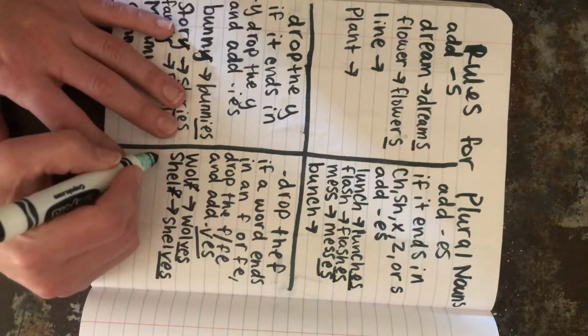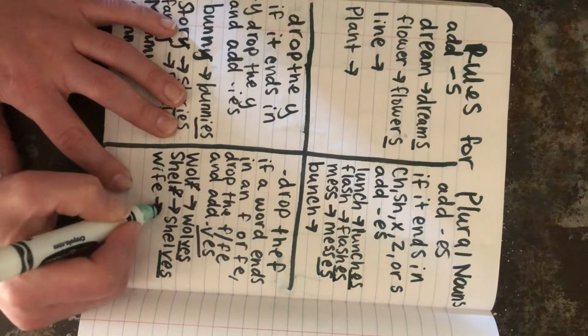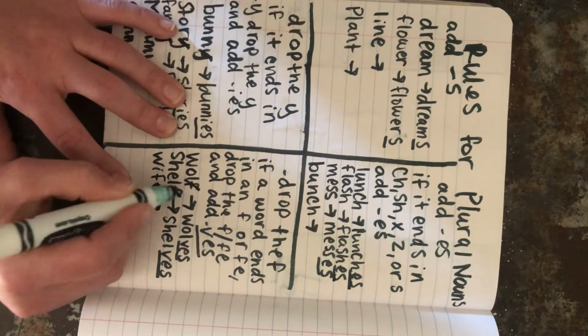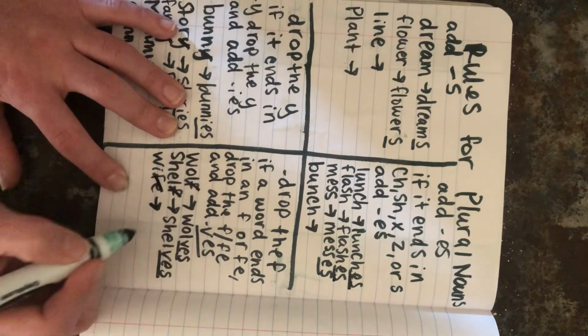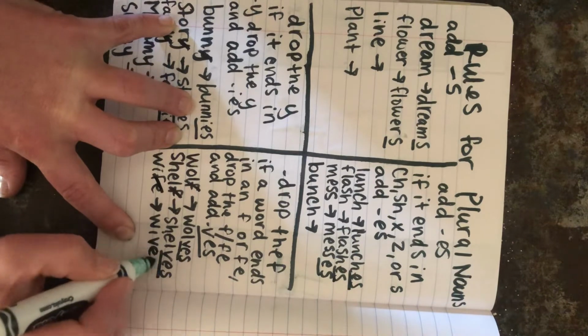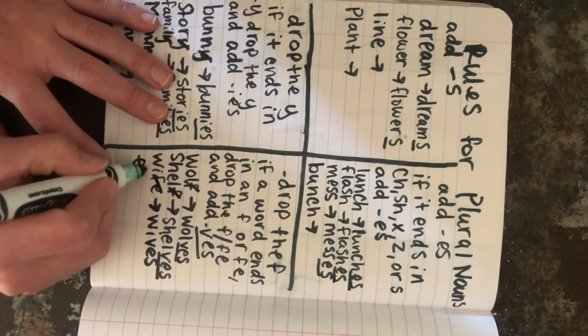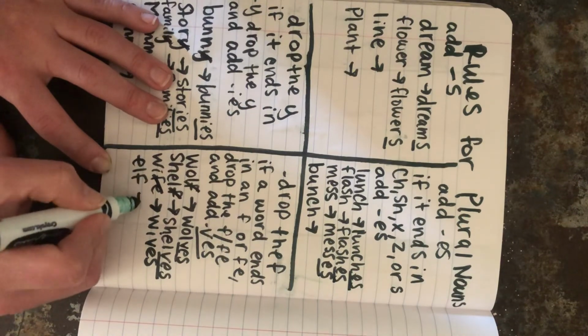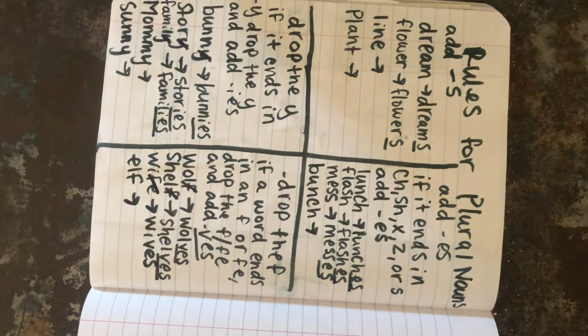Next one is wife. This one ends in FE, but it still works the same way as those Fs. If you want to make it plural, you cross out the FE, keep the WI, but you add VES. All right, and I'm going to let you do this last one on your own. Elf. How would you make elf plural? Following our rule.